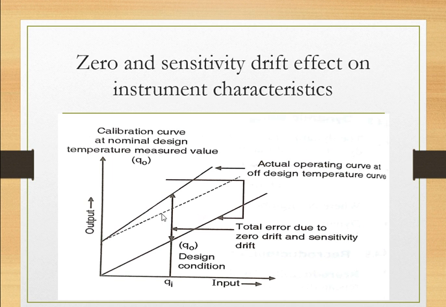So this is my actual operating curve, and if you see here, this much is the total error due to zero drift and sensitivity drift. If your measurement is very sensitive, and there is a huge effect at the system's output when there is a small error, then at that time it may be very harmful for our applications, for such instruments. So that's why it must be reduced.